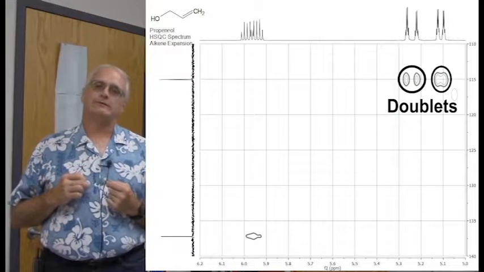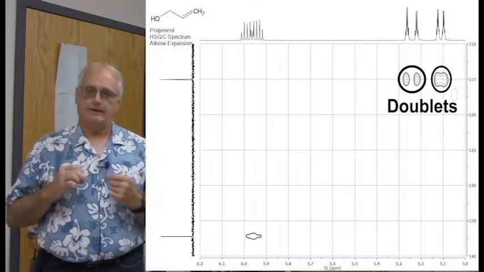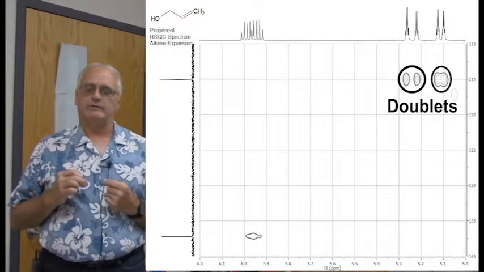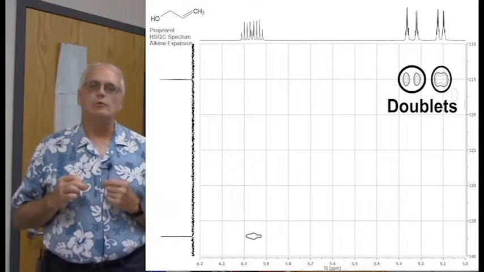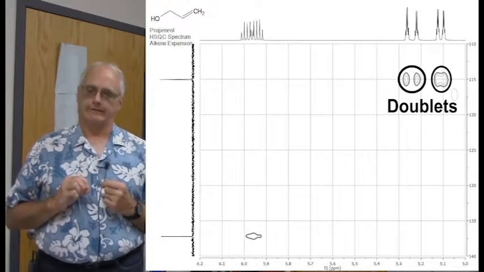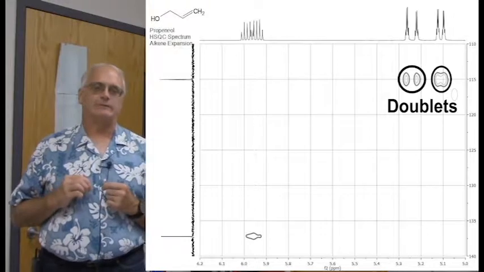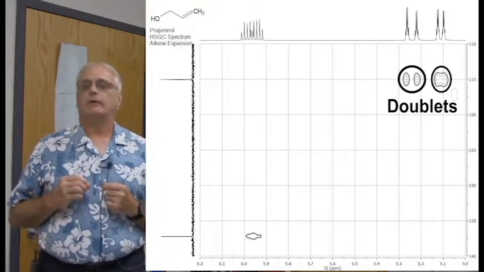You could even see it a little bit in the cis, although they're not resolved in the crosspeak, but you can see the crosspeak definitely has like 2 parts and kind of gets a little bit narrower there in the middle. So you can kind of see the doublet nature of both of them here quite nicely.